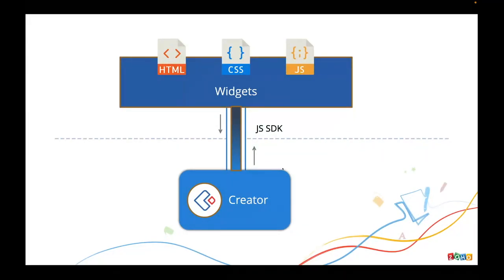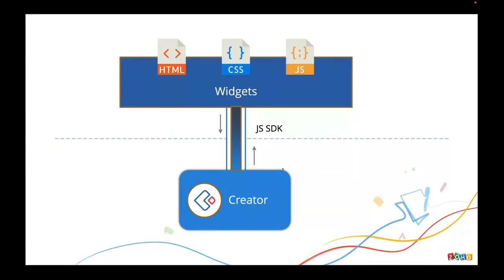Now, you have Creator and then you also have widgets. This widget is a combination of your HTML, CSS, and your JavaScript. Now, how does this widget communicate with Creator? If it has to send information or receive some information from Creator, it uses something called a toolkit, and that toolkit is called the JS SDK, which is nothing but the JavaScript Software Development Kit.